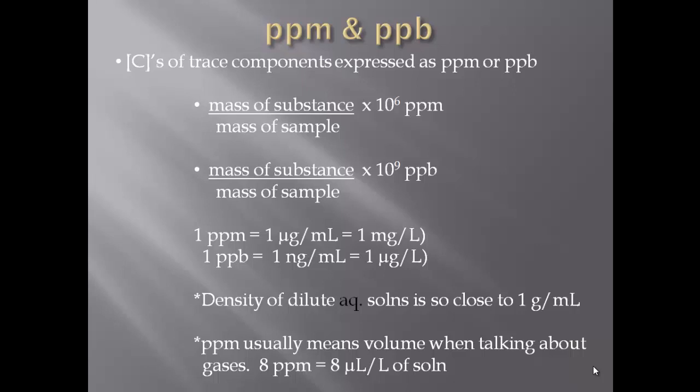There's several different ways that you can express ppm. A 1 ppm is also equal to 1 microgram per mL or 1 milligram per liter. A 1 ppb is 1 nanogram per mL or 1 microgram per liter.